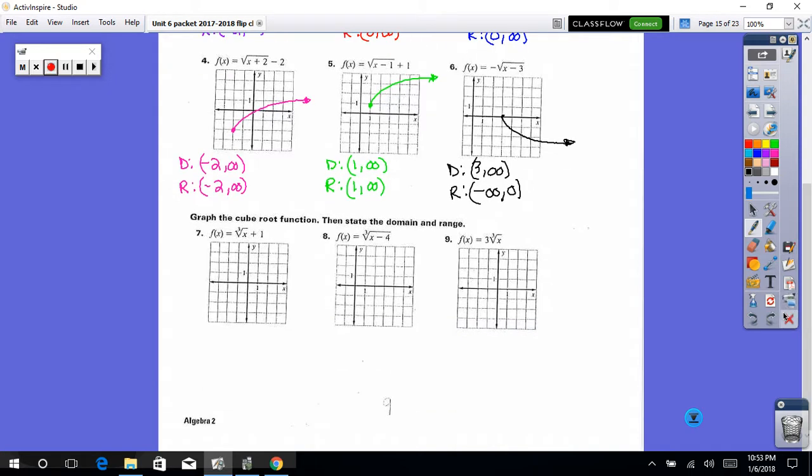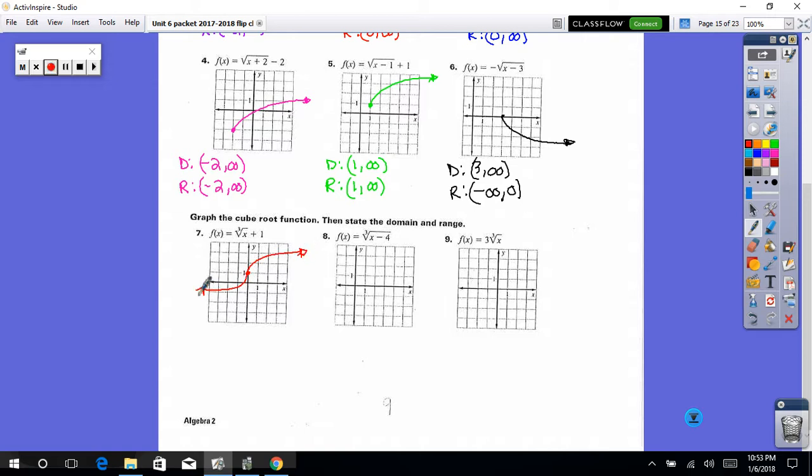Okay, remember, domain and range of a cubed root function is easy. No matter what I do to it, no matter where I shift it to, the domain and range of a cubed root is always negative to positive infinity. Okay, so the only thing that's going to change here is the way that the graph looks. In this case, instead of turning at 0, 0, we are going to turn at positive 1.